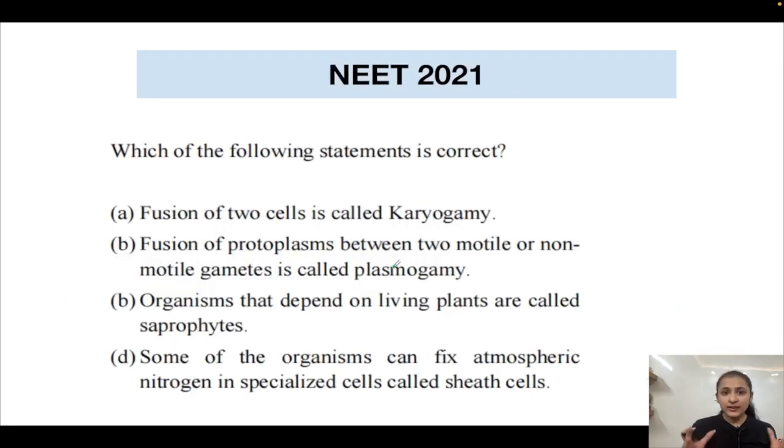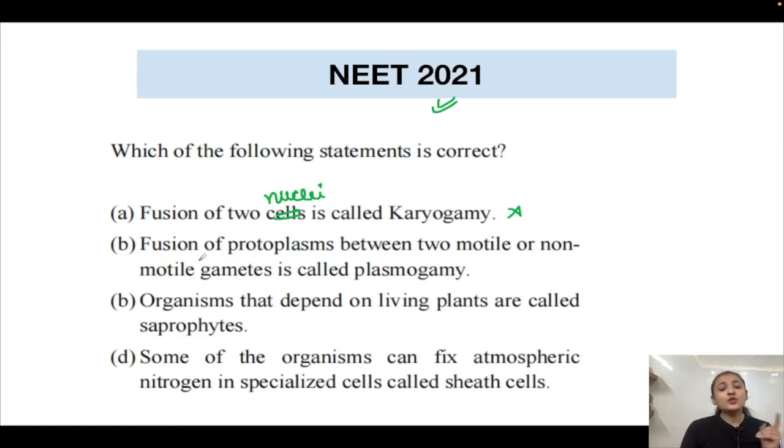Now, coming to the NEET previous year questions, please pay attention. This is very important. Question number one is from NEET 2021. Which of the following statements is correct? Fusion of two cells is called karyogamy. This is statement number one. Is it correct? No, it is incorrect, because fusion of two nuclei is known as karyogamy, not two cells.